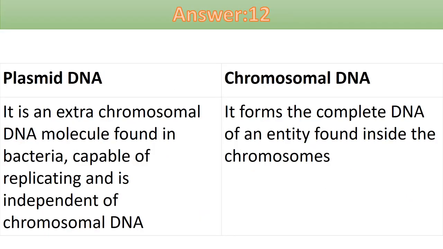Now this is the answer for question number 12 of NCERT. Here you need to differentiate plasmid DNA from chromosomal DNA. So plasmid DNA is extra chromosomal DNA found in bacteria, and it is capable of replicating and is independent of chromosomal DNA. While chromosomal DNA forms the complete DNA of an entity found inside the chromosomes.